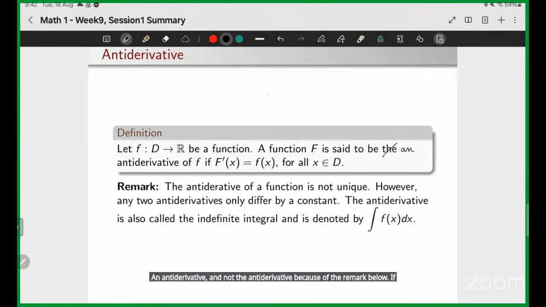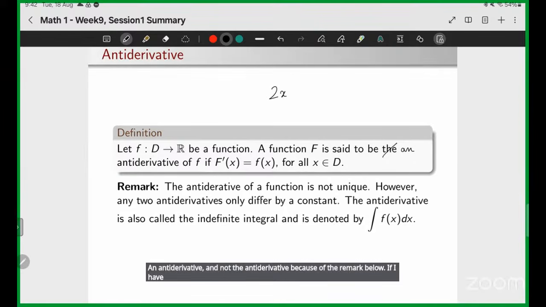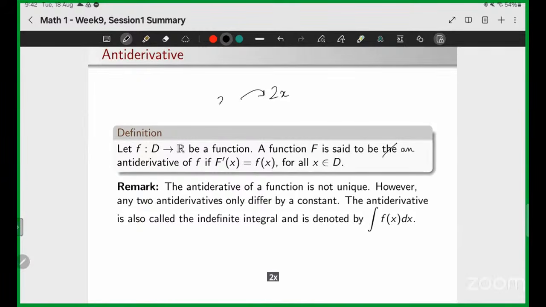If I have 2x, your immediate response was x square. But why not x square plus 2? Or x square plus 9, whatever. That might as well, because there might be infinite numbers like after x square. So the point is that the antiderivative is not unique.